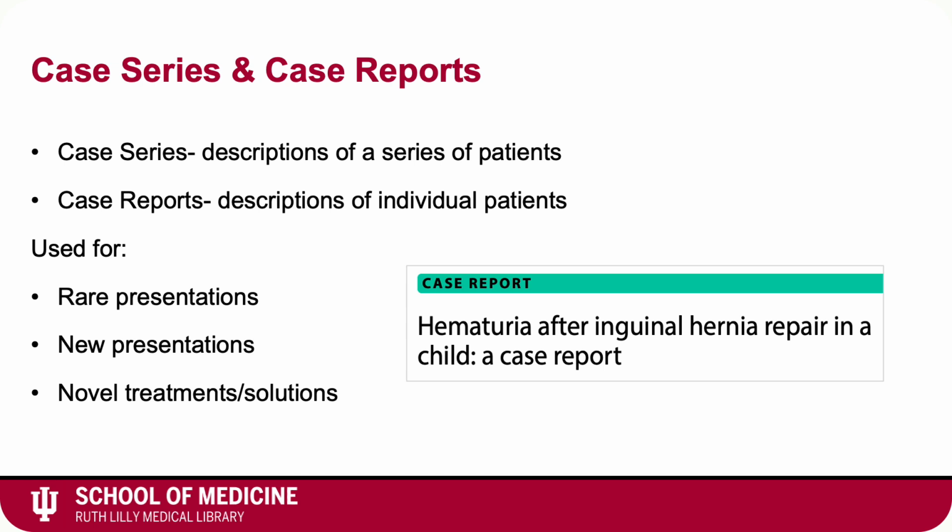The final study type included under the observational banner is the case series and case report. These are wonderfully easy to understand. A case series is a description of a series of patients with some similarity in how they were cared for, and a case report is a description of an individual patient and the management of their care. These are written when there's an unusual presentation or something new or novel appears.